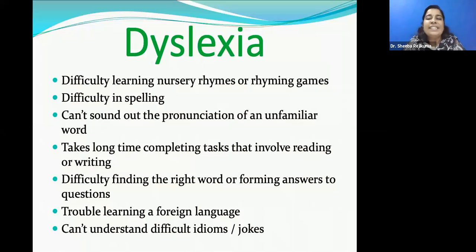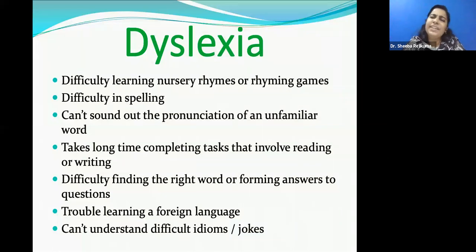Can't sound out the pronunciation of an unfamiliar word. This is a trouble. Most of the time, people may think of this as stammering. And this child will be brought to you with a complaint of stammering. He stammers. Actually, he's not stammering. It's not a problem with stammering. He's struggling to give the word rightly out. So he can't sound out the pronunciation of an unfamiliar word. If the word is unfamiliar, he takes a long time uttering it correctly. And it takes a long time completing tasks that involve reading or writing.